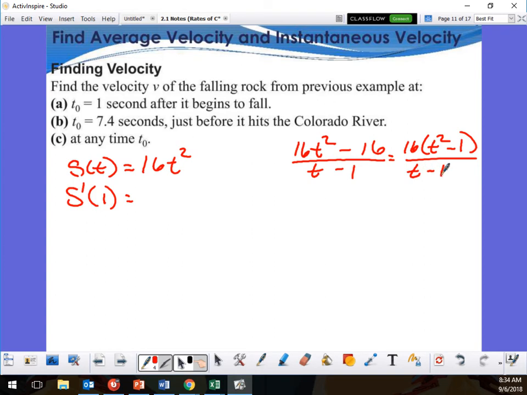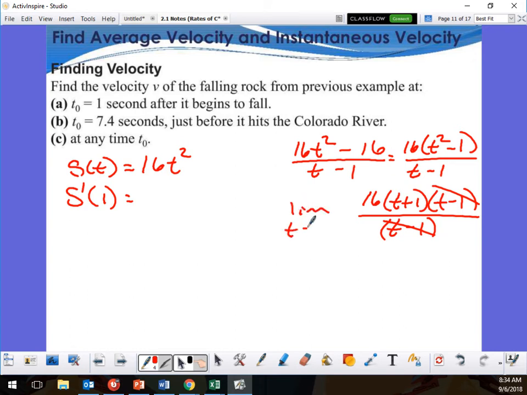Difference of squares again, right? So it's going to be 16 quantity t plus 1, t minus 1, over t minus 1, right? So I could cancel out that t minus 1, and I'm going to have 16 times t plus 1. So I'm trying to find it at when? 1. So at 1, I plug that in. So the limit as t goes to 1 is 2 times 16, which is 32.